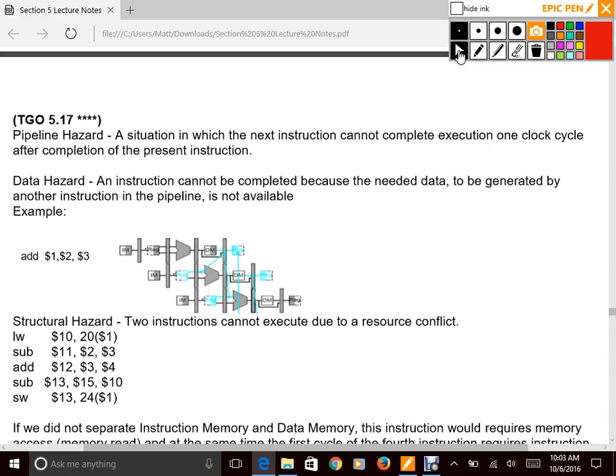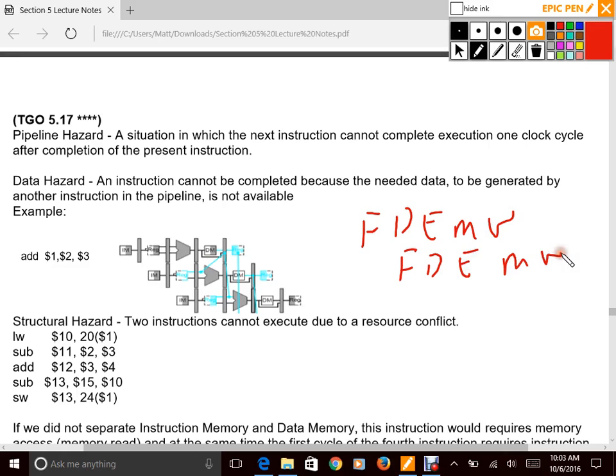So the first type is data hazard, which we've all discussed, but it's formally defined as an instruction cannot be completed because the needed data to be generated by another instruction in the pipeline is not available. So here, what's being described is that I have the value 1, that's the result of the addition of register 2 and register 3, correct? So the simple way would be fetch, decode, execute, memory, write back.